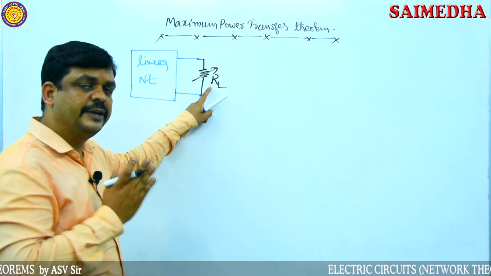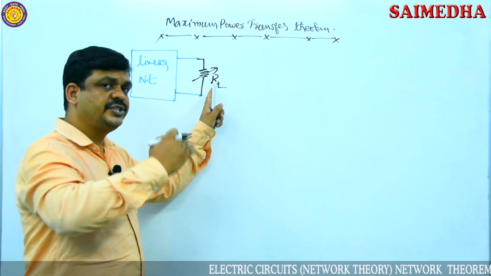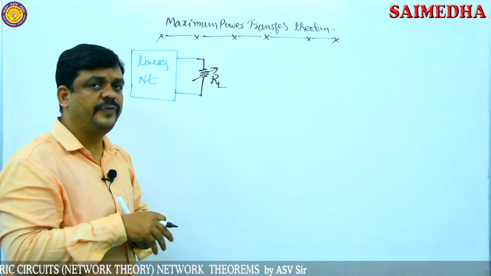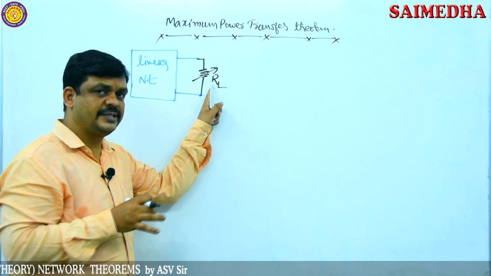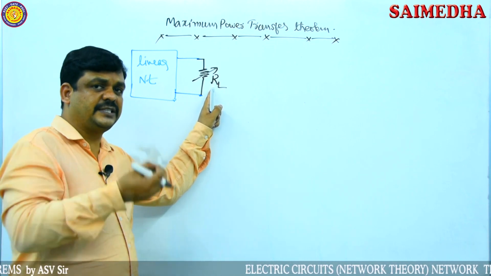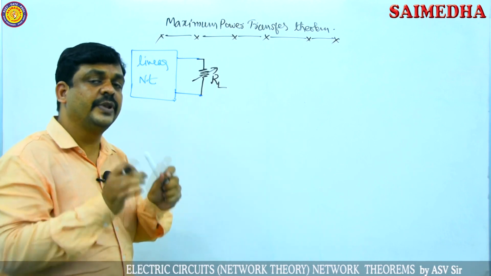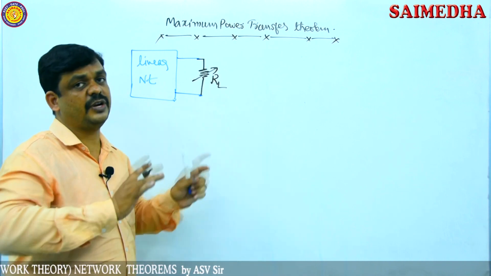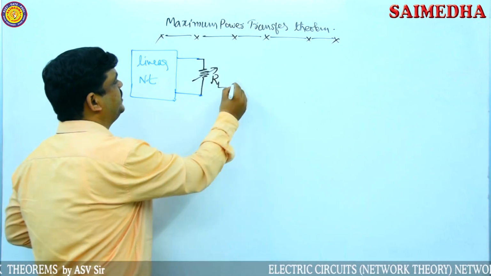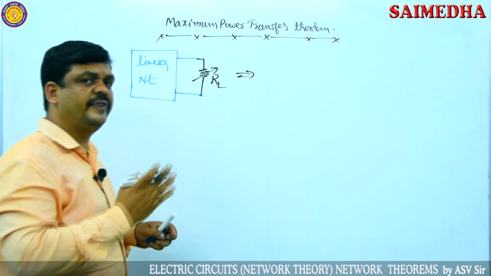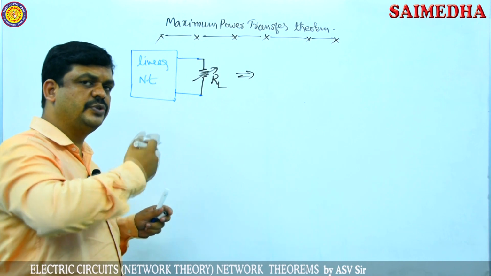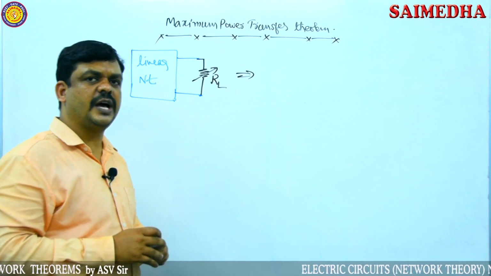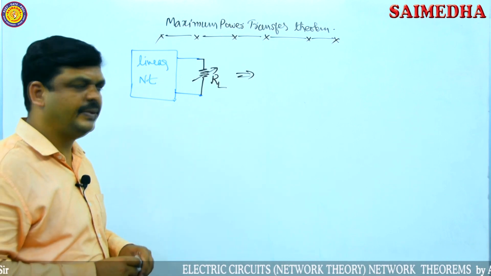This load resistor RL is a variable resistor, which means when the resistance value changes, the power consumption of RL also changes. Then we have to find at which particular resistance value the power consumption, the power dissipation of RL, is maximum. For this analysis, the load resistor should always be variable, varying from 0 up to infinity. At a particular condition the power consumption of the load resistor RL is maximum, and we have to find out that maximum power consumption.